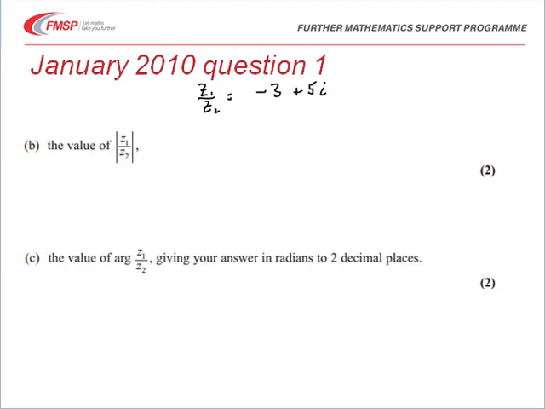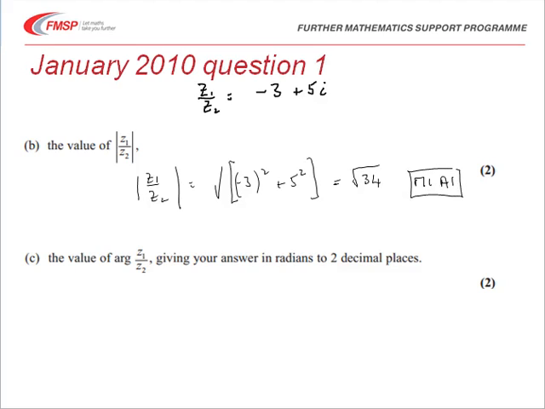Once we've got that, then we're asked to find the modulus. Well, remember that the modulus is simply calculated using Pythagoras' theorem, so that in this particular case the modulus of Z1 divided by Z2 is equal to the square root of negative 3 squared plus 5 squared, and that gives you a total of 34. So 25 plus 9 is 34, so we've got the square root of 34. That can't be simplified. The two factors are 2 and 17, so there is no perfect square to come out of there. Therefore, we can leave it at that. The marking for that was M1 and A1.